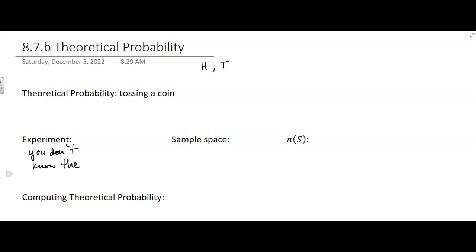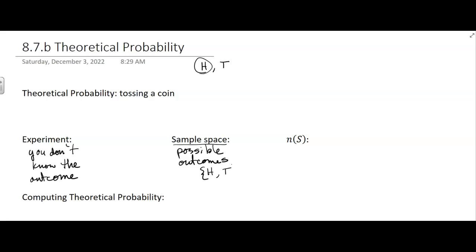So you don't know the outcome. That is an experiment then. Okay, so then we talk about, well, what's the probability of getting heads? That's what we're headed toward figuring out. The sample space, that's the possible outcomes. So in our case, you're either going to get heads or you're going to get tails.